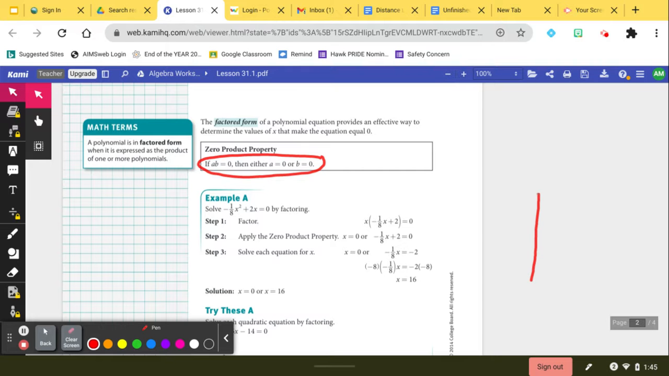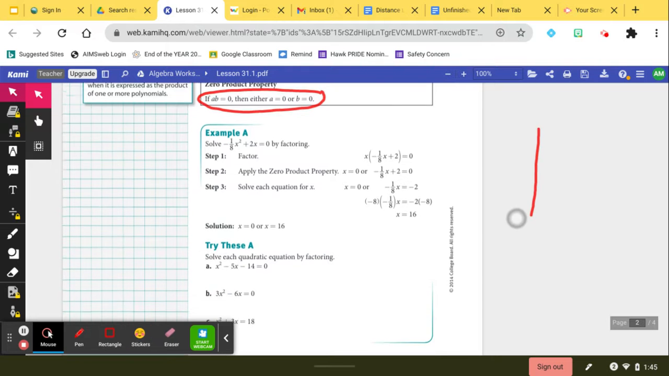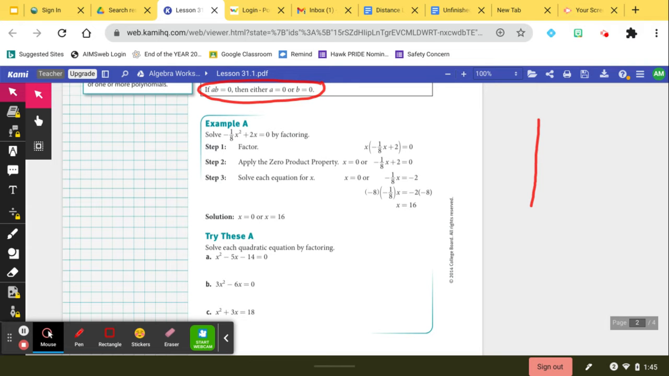So example A is having us factor that polynomial from the beginning problem and then setting it equal to 0 because we're looking for when y is 0. So what is x when y is 0? That's my x-intercepts. So factoring it, we can notice that we can factor out an x from both of these. So that would leave me with the factored form of x times negative 1/8 x plus 2. And then setting it equal to 0, that would help us figure out our x-intercepts.